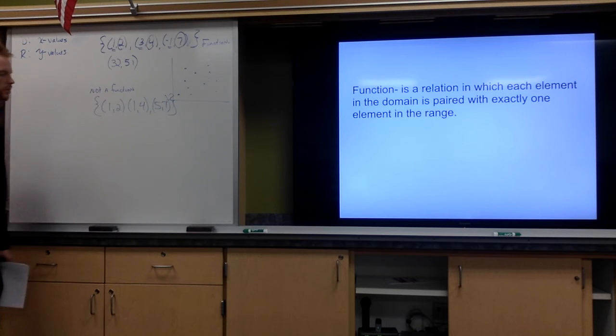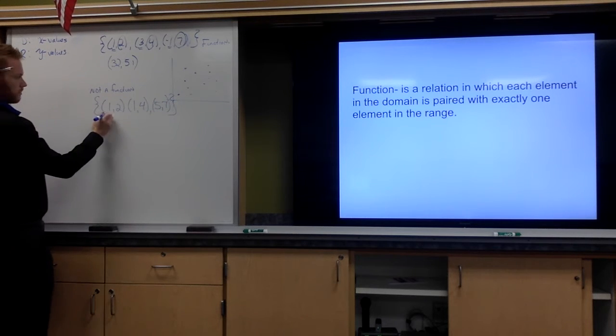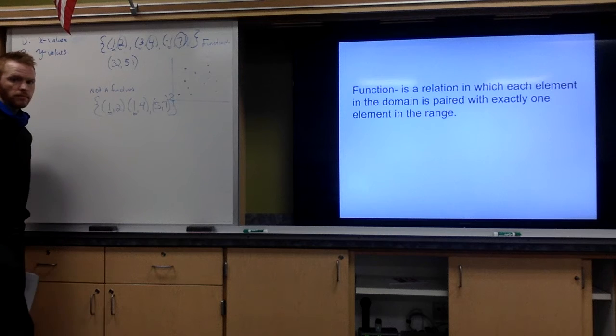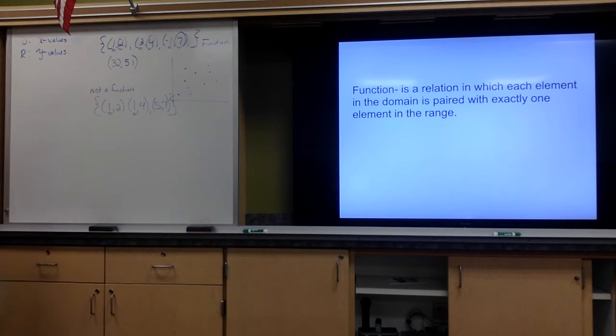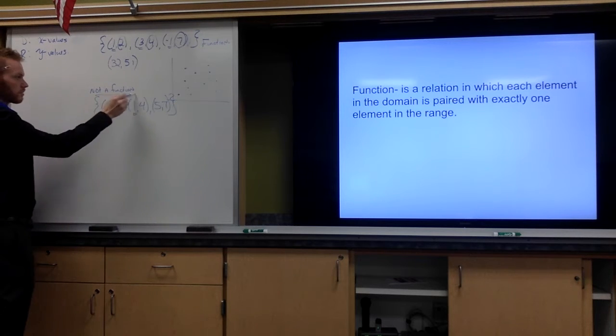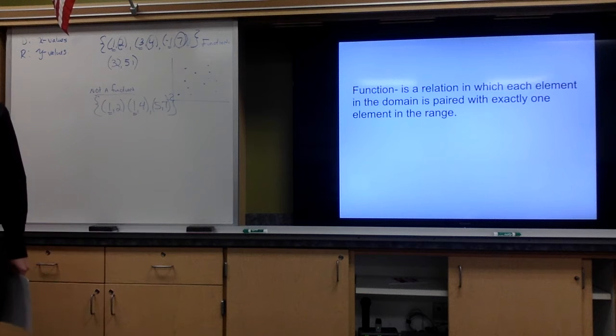Let's say this is my relation. My domain of 1, my x value 1, has two different partners here, 2 and 4. So they're not paired up with exactly 1. So this would be not a function. Okay, it goes against the definition.